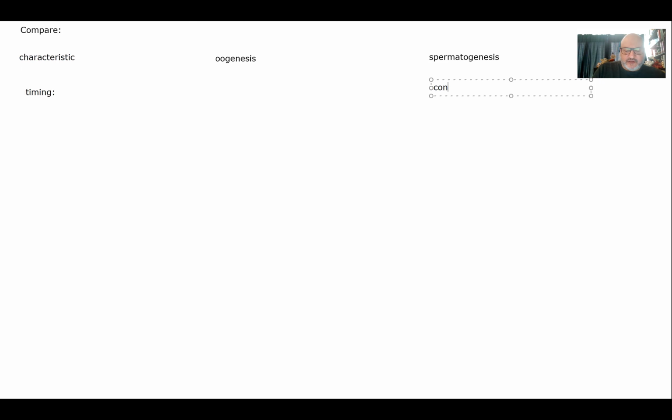Spermatogenesis is continuous from puberty to death, whereas is oogenesis a continuous process? No. In fact, it starts and stops twice, right? First, prior to birth, and then from puberty to menopause.